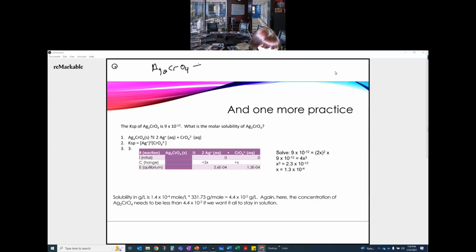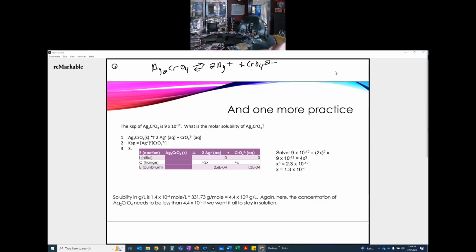Ag2CrO4. It's going to come apart to give me 2 Ag plus and CrO4 2 minus. And you know that it's a 2 minus charge because, one, it's in the table that way, the table of polyatomic ions. But it's also because that Ag is a plus there, and since there are 2 of them, that means that CrO4 has to be 2 minus, okay? So that's the equilibrium that I'm going to be looking at.